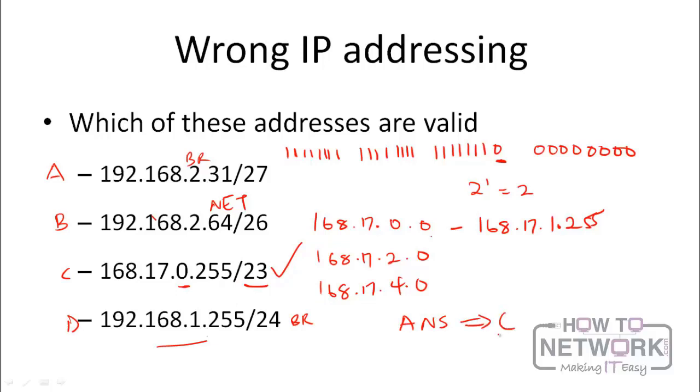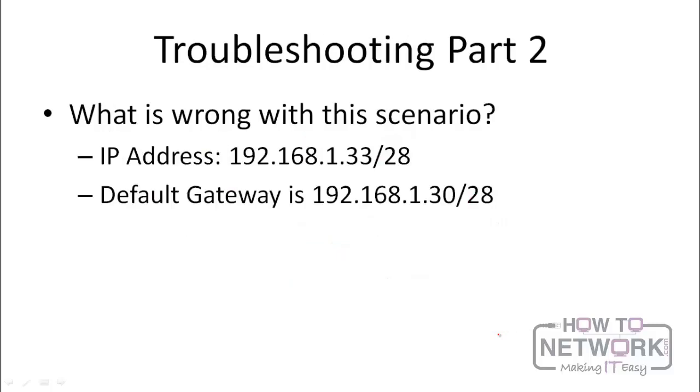Now let's look at another troubleshooting question. If we have a scenario where we have an IP address of 192.168.1.33 and a default gateway of 192.168.1.30, and they are both /28, what is wrong with this scenario?